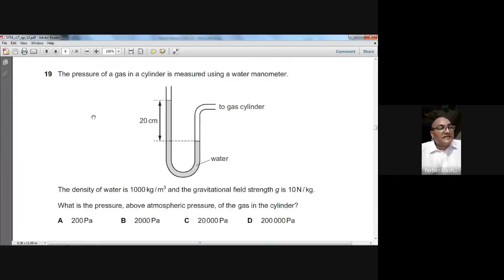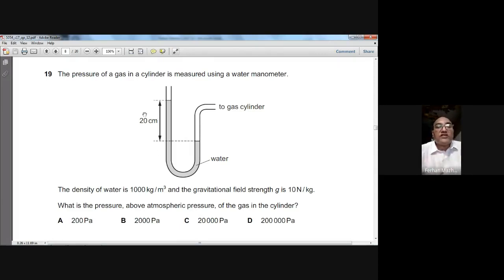Okay, the pressure of a gas. The pressure of a gas in a cylinder is measured using a water manometer. The density of the water is 1000 kg per meter cube, and the gravitational field strength g is 10 newton per kg. What is the pressure above atmospheric pressure of the gas in the cylinder? A manometer tells you the difference between the pressure of the gas and the atmosphere, and you tell that from the difference of the level of liquid in both the limbs. The difference of level of the water, sorry, in both the limbs is 20 centimeter.